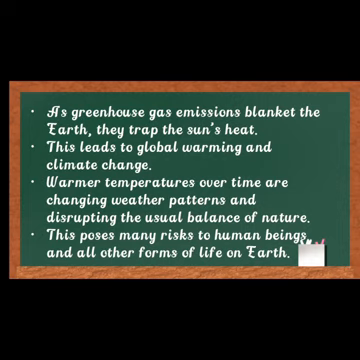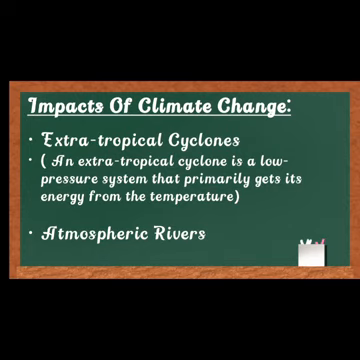Okay, here are some things that are related to climate change. As greenhouse gas emissions blanket the earth, they trap the sun's heat, as we all know very well. It also leads to global warming and climate change. As there is global warming, the temperature of the earth automatically increases over time, and it also disturbs our nature and human life as well.